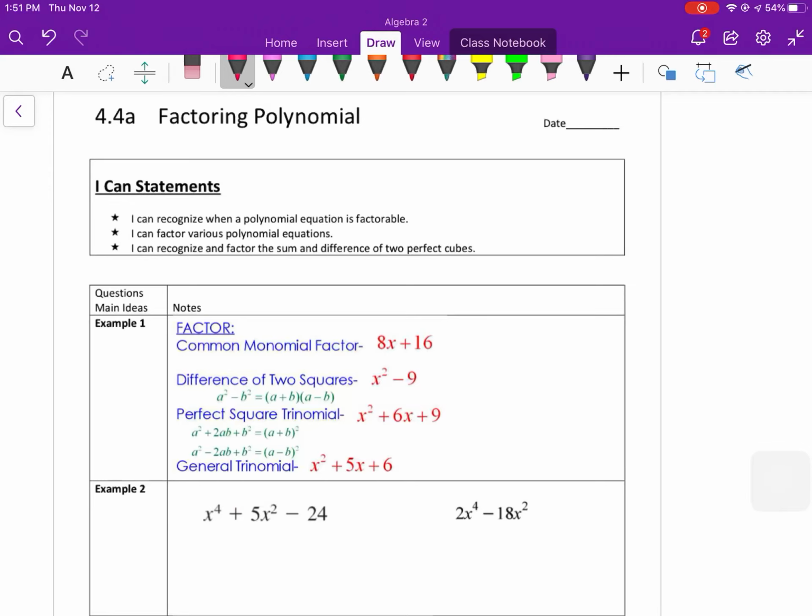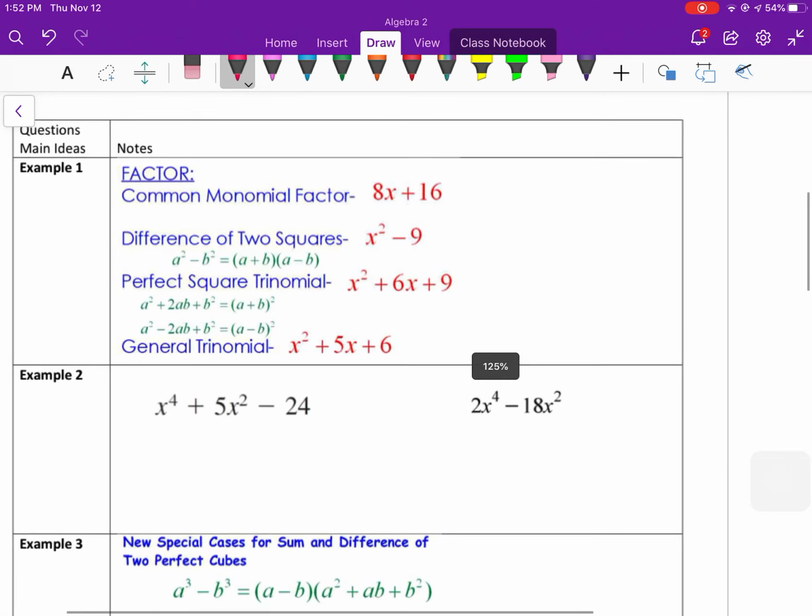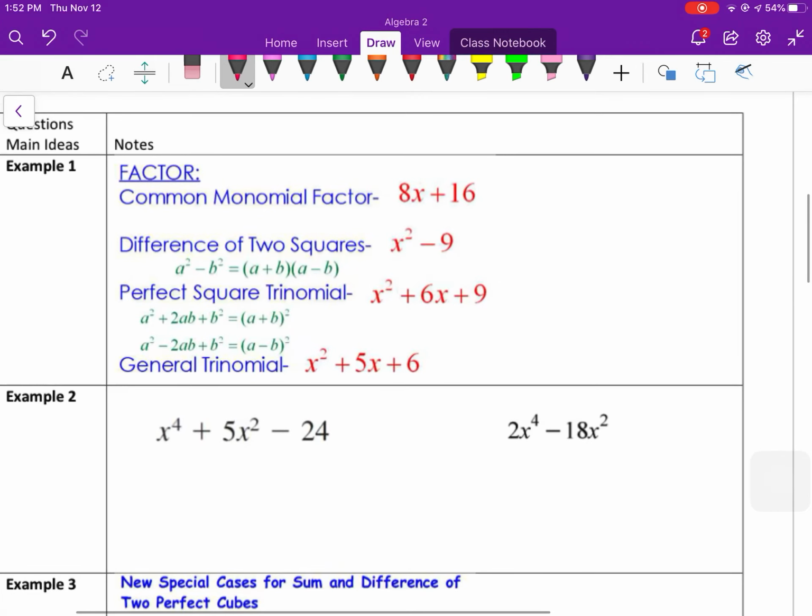Hey class, today we're going to talk about factoring polynomials. So some of this will be a review of factoring, but we're going to factor not just quadratic polynomials, but also some cubic polynomials in this unit and some quartic polynomials as well. So just to start out, remember that we have the general ones.